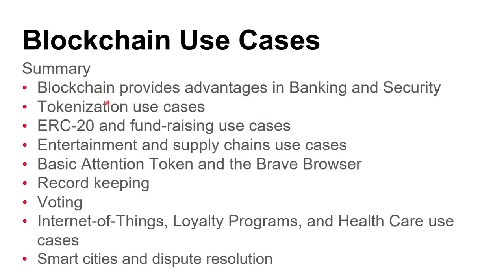So the summary of what we talked about: blockchain provides advantages in banking and securities transactions. The tokenization use cases: ERC20 for fundraising, please take a look at that. Entertainment and supply chain use cases. Basic attention token in the Brave browser. Please look this up, brave.com. I think you'll like the browser at least. Record keeping, voting, Internet of Things, loyalty programs, healthcare. You will see blockchain solutions. Maybe you won't even know there's a blockchain behind many of the solutions that we'll soon see in the future.